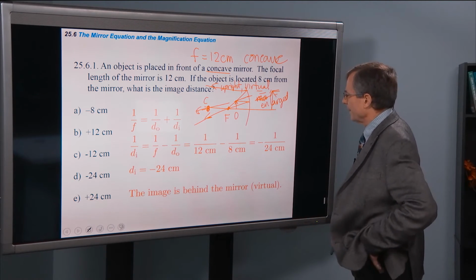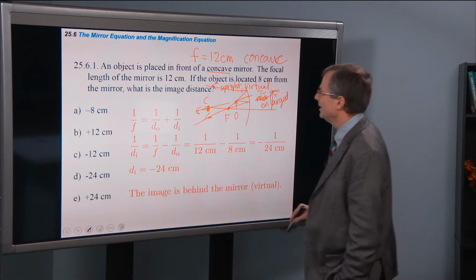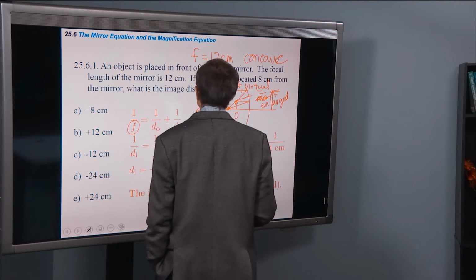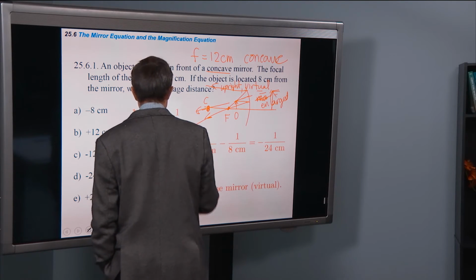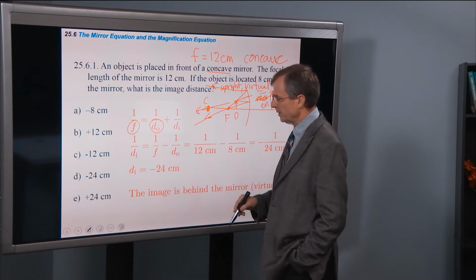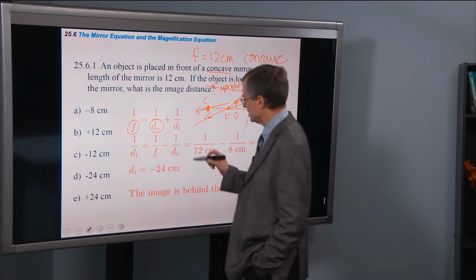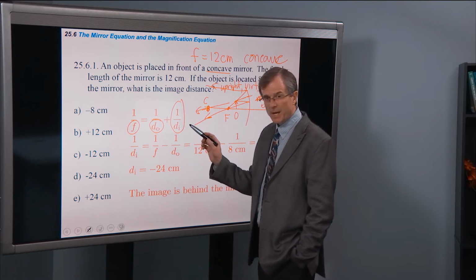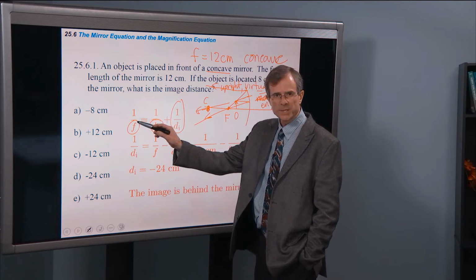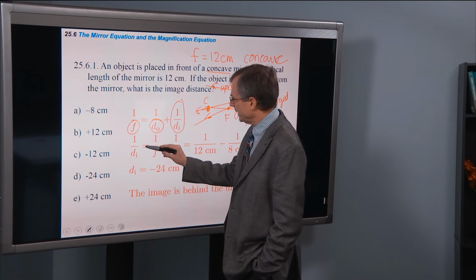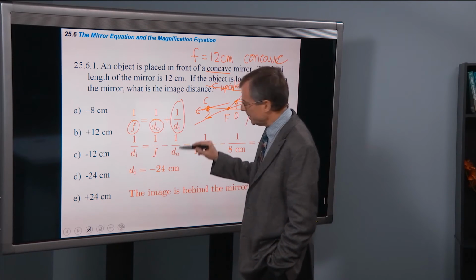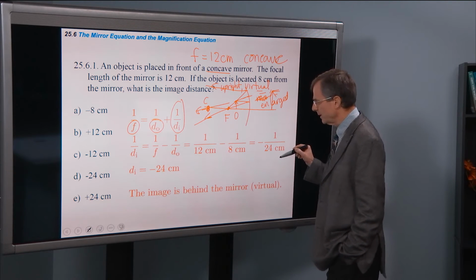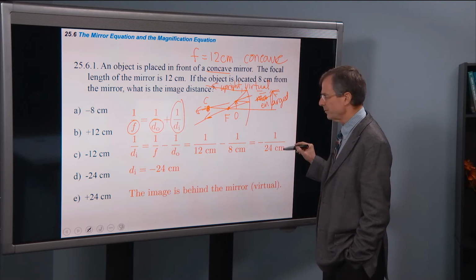Let's take a look. We know f. We know the object distance, 8 centimeters. So what we're going to try to do is solve for the image distance. I want di. So I'm going to subtract 1 over do from both sides of this equation. That gives me 1 over di is 1 over f minus 1 over do. Plug in the numbers, do the algebra: minus 1 over 24 centimeters.